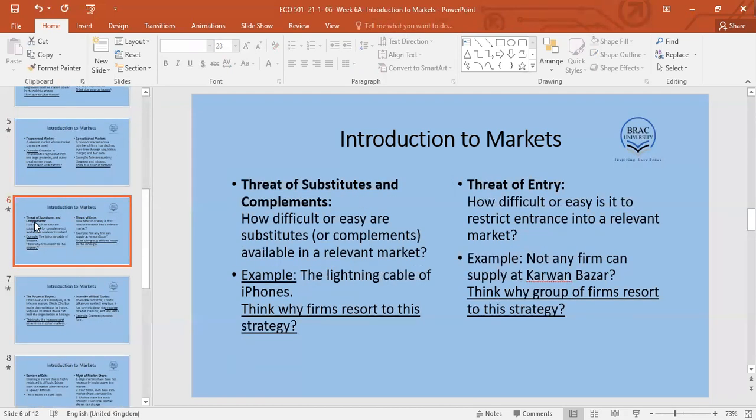Now, what about the threat of substitutes and complements?